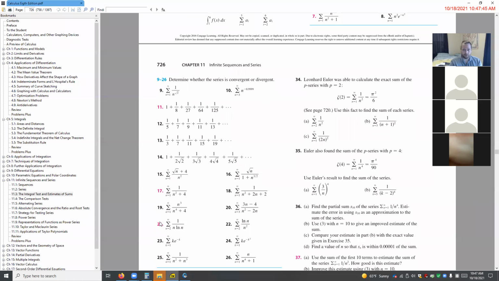If your series is not geometric, not telescoping, and not a p-series, then you've got the test for divergence and you've got the integral test. And you can work any of these using those.